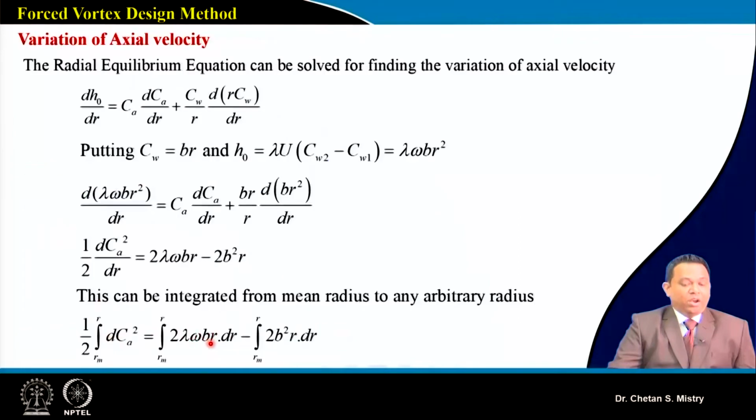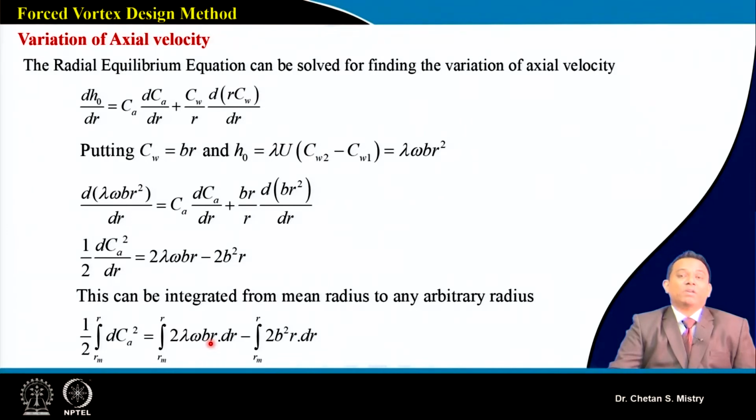Now what we realize is that we don't know our axial velocity, because in order to satisfy radial equilibrium we need the total enthalpy, or work distribution, to remain constant throughout the radius. Second, the axial velocity remains constant throughout the span. And third, Cw into r equals constant. If we satisfy these three conditions, we can say radial equilibrium is satisfied.